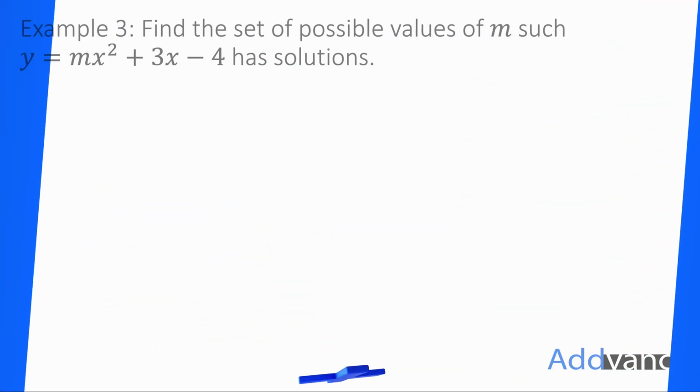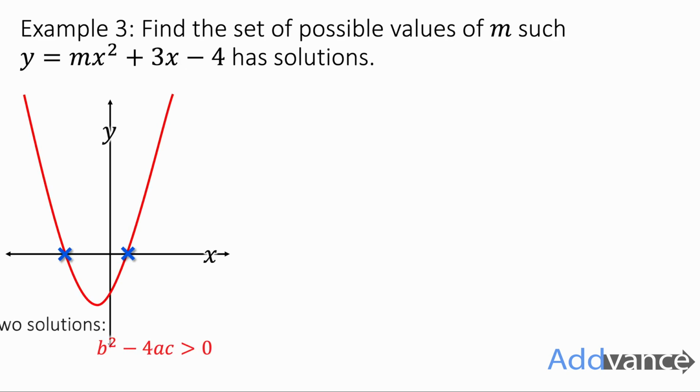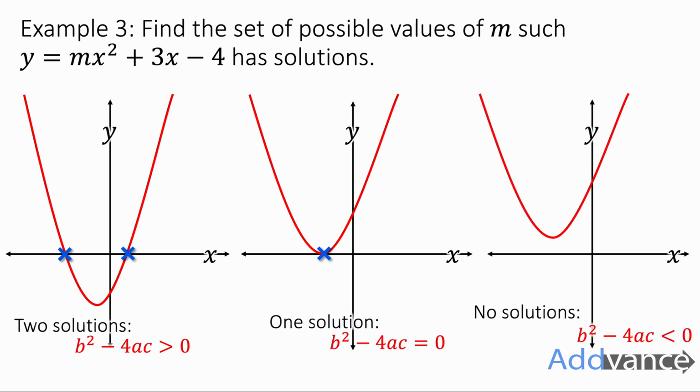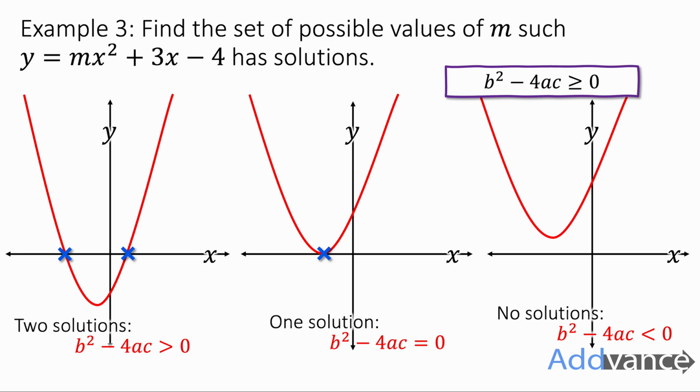Now let's see example 3. Find the set of values of m such that y equals mx squared plus 3x minus 4 has solutions. Okay, so just to remind you, when the discriminant is more than 0, the quadratic has two solutions. When it's equal to 0, it's got one solution, and when it's less than 0, it has no solutions. And we want our quadratic to have solutions. So therefore either two solutions or one solution. We want it to be more than 0, or could also have it equal to 0.